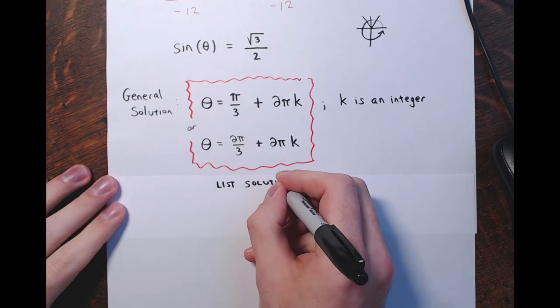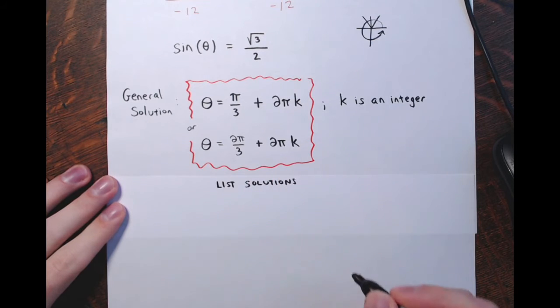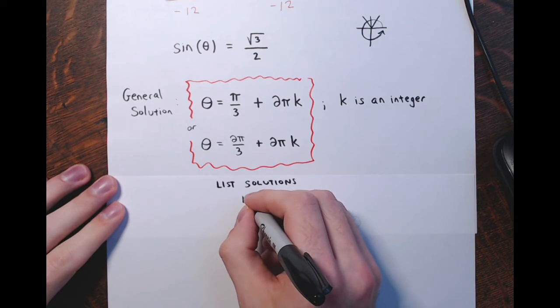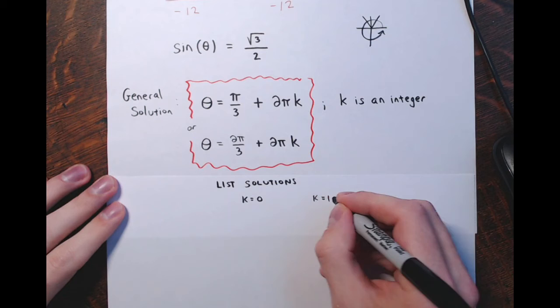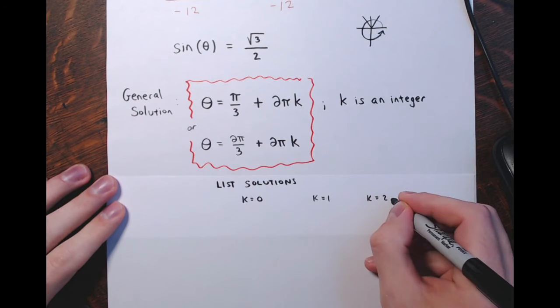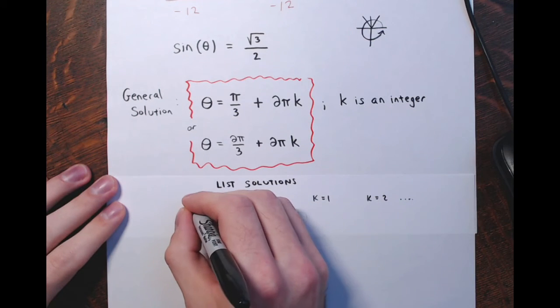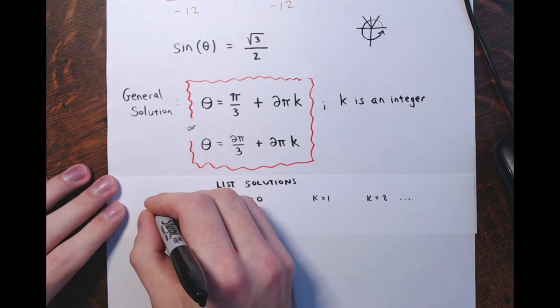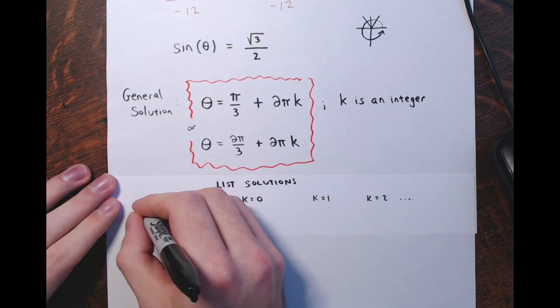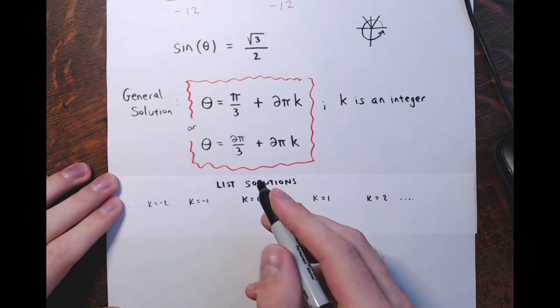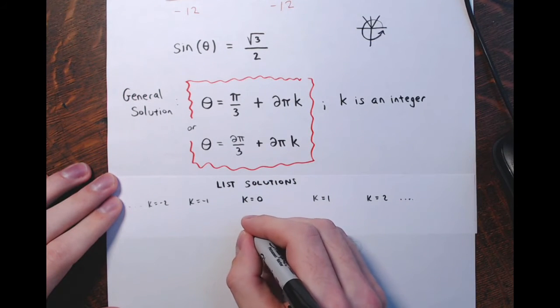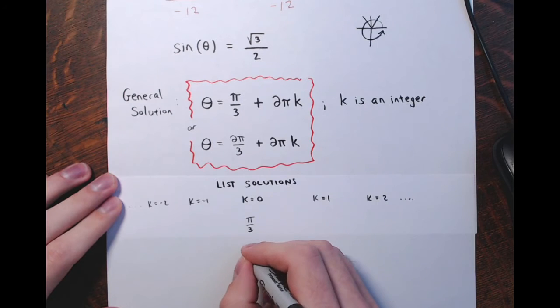Just to get a feel for what the solutions of these equations are like, I just replace k with different integers: k equals 0, k equals 1, k equals 2, etc., and k equals -1, k equals -2, and so on. Now when k equals 0, you're just getting the pi over 3 and the 2 pi over 3.